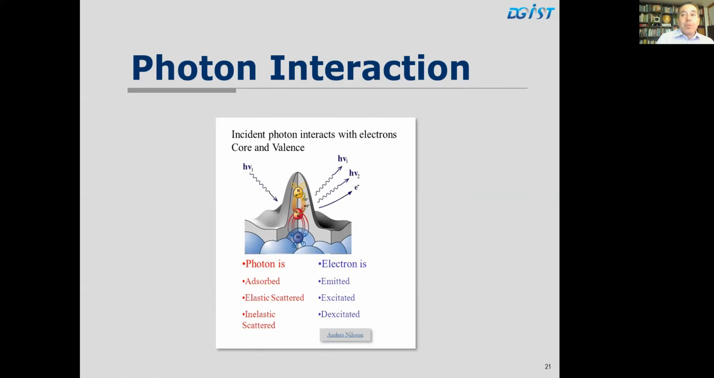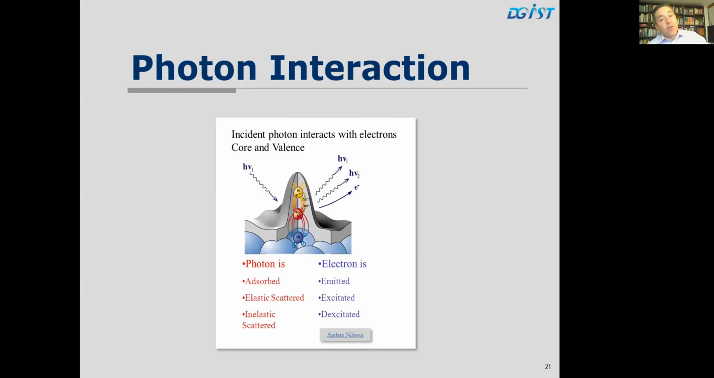So the principle of all of this is based on the interaction of photons with electrons. And we have two types of electrons. We have core electrons, the inner electrons, as we mentioned. Those are mostly interacting with X-rays. And then we have the outer electrons, or valence electrons, which are mostly interacting with ultraviolet and visible light.